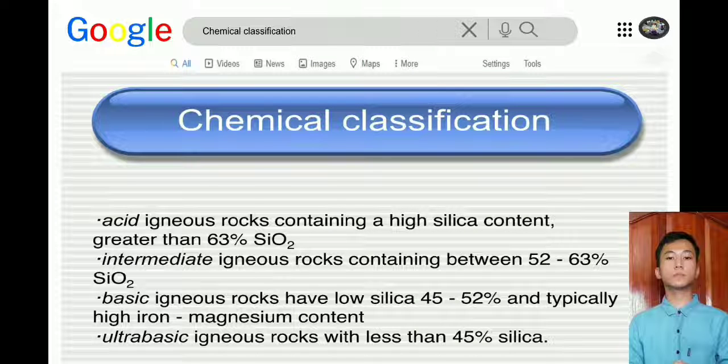Chemical classification: acid igneous rocks contain a high silica content, greater than 63% silicon oxide. Intermediate igneous rocks contain between 52 to 63% silicon oxide. Basic igneous rocks have low silica, 45 to 52%, and typically high iron and magnesium content. Ultrabasic igneous rocks have less than 45% silica.